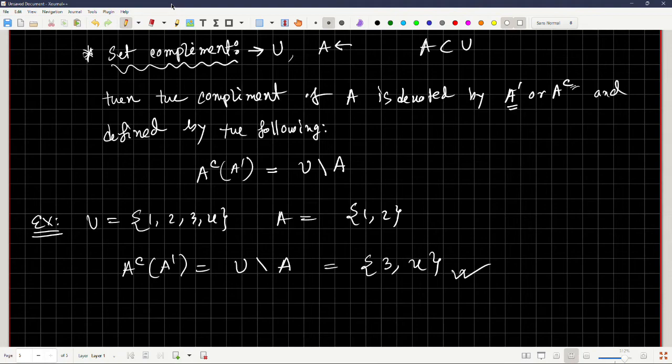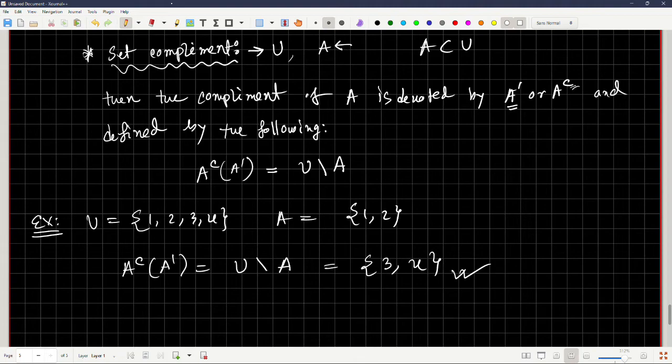So this is how set complement works. Okay, any questions so far before I move on to other stuff? Sir, can you define set complement one more time?